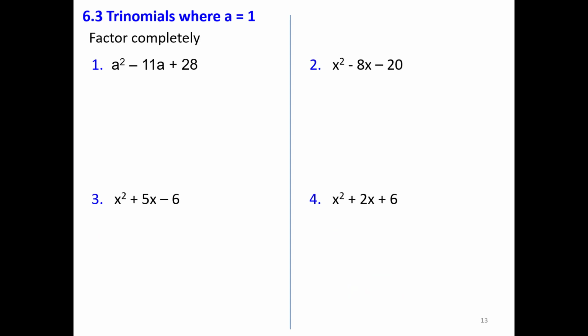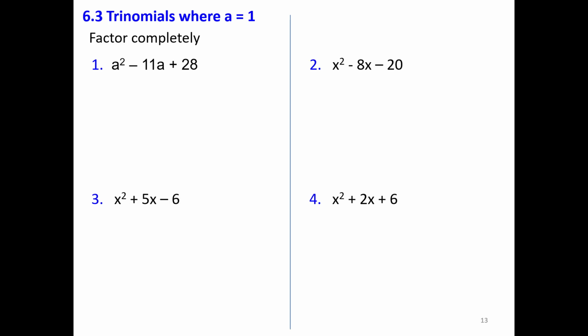Let's try to apply this method to different numbers. One thing is that this method works only if the coefficient of the squared variable is 1. For example, here the coefficient for a squared is 1, for x squared is 1. Then we can apply the AC method for this kind of trinomial.